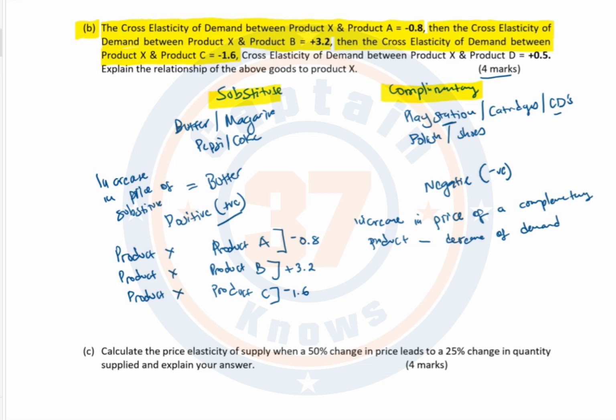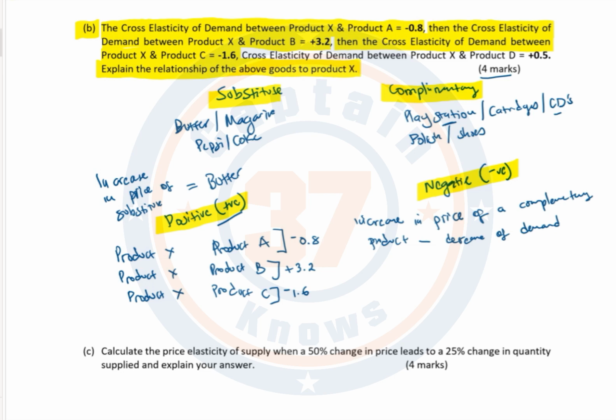What I said earlier was when you see a positive value, it means that you're talking about a substitute product. And when you see a negative value, it means that you are talking about a complementary product. And this is very important, and I need you to understand that. What is this question requiring of you? So this question is asking that you explain the relationship of the above goods to X.